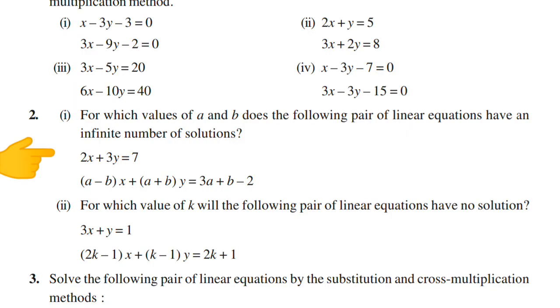Now let us solve first part of second question, that is for which value of a and b does the following pair of linear equations have an infinite number of solutions. First equation is 2x plus 3y equals to 7, and second equation is (a minus b) into x plus (a plus b) into y equals to 3a plus b minus 2.